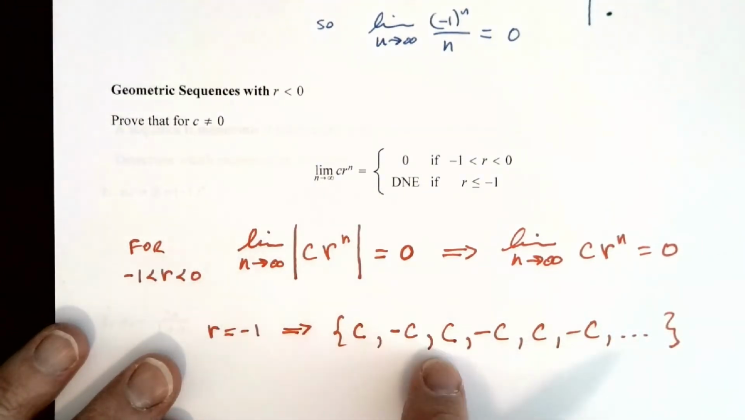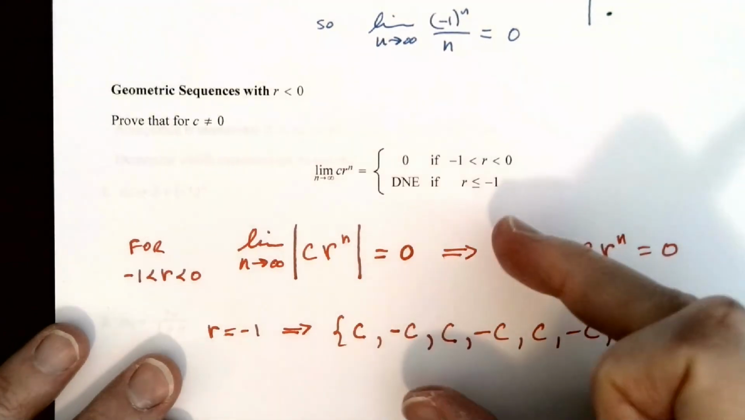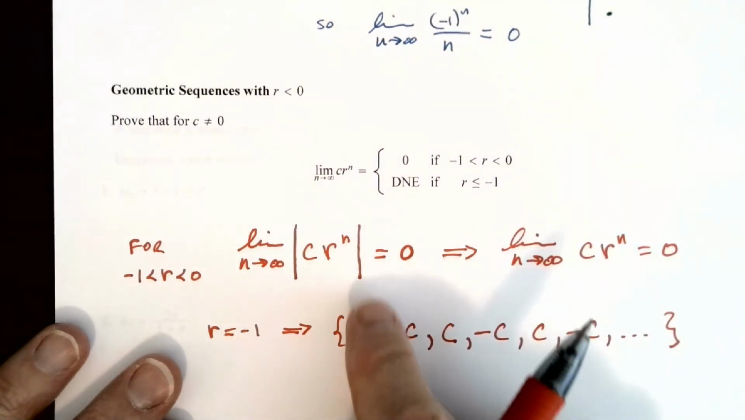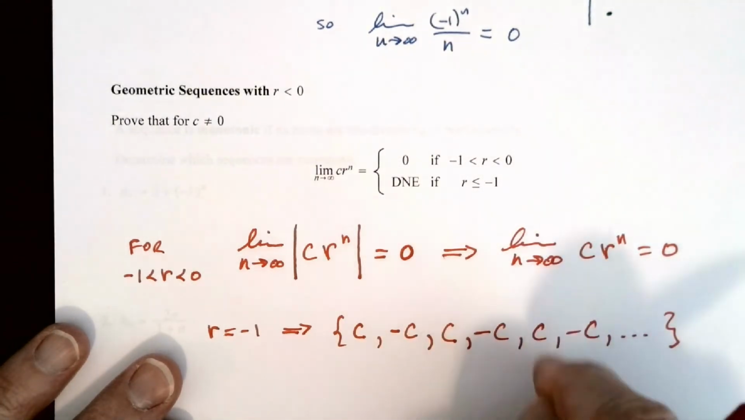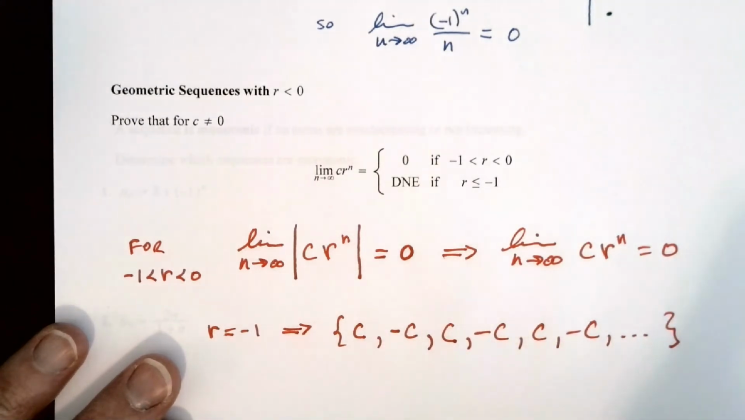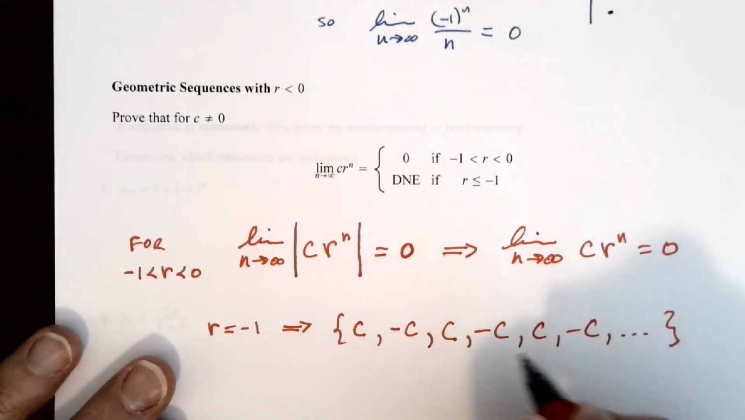So this is bouncing back and forth between a positive and a negative. It's not getting squeezed down to 0, right? It's like 3, negative 3, 3, negative 3, 3, negative 3. So it's just like that 2, 4, 2, 4, 2, 4 sequence. The limit does not exist.